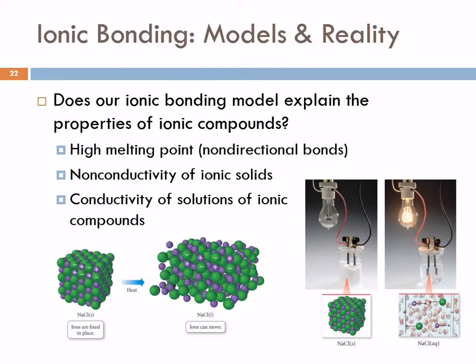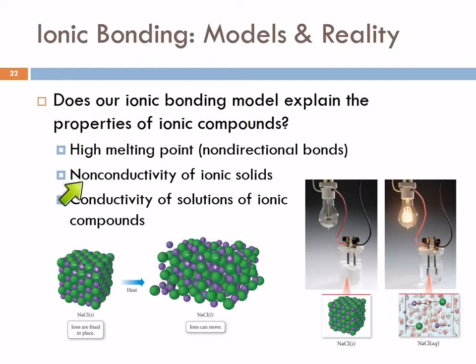Non-directional bonds. In a lattice of sodium and chloride ions, each ion is attracted in all directions by the neighboring ions. And so there's a force of attraction between a chloride ion and the sodium ion above, below, right, left, front, and back. So we have attractions in all directions. In order for this to melt, and here we've got an illustration of it melting, you have to break those interactions all over the place. And so that's going to require a lot of energy. A lot of energy is going to mean a high melting point. So our model does explain high melting point.